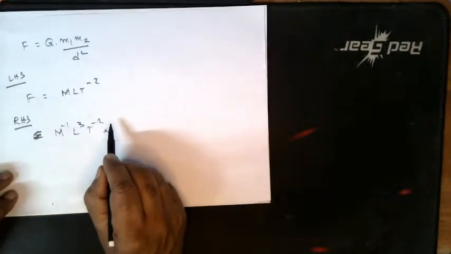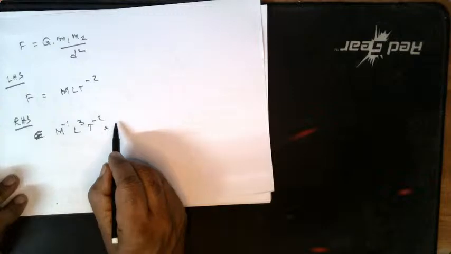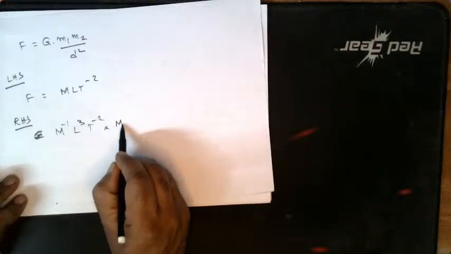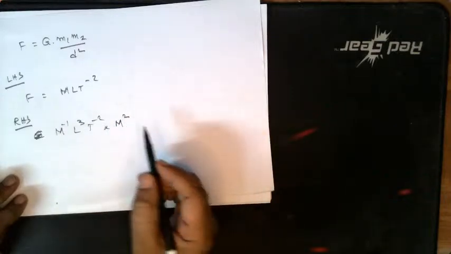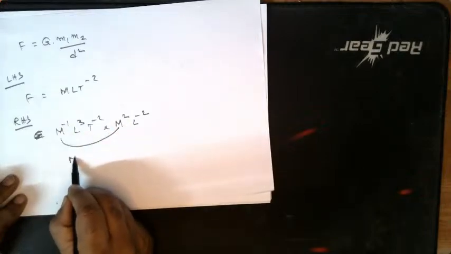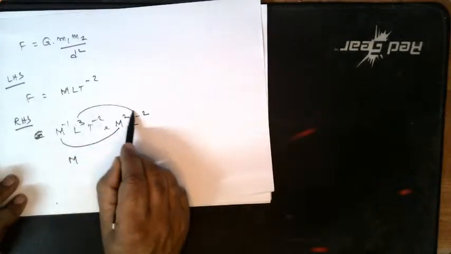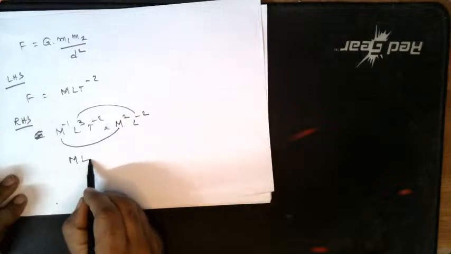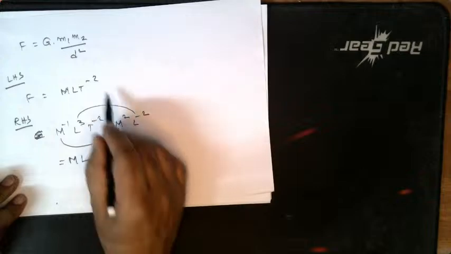Into, what is M1? M1 means mass. So M1, M2 means M square. Correct? And what about D squared? D squared, you can reciprocate it. L squared, L power minus 2. Okay? So M power minus 1, M squared is M minus 2. L cube, L power minus 2 is L, and you had T power minus 2. So this is RHS. Hence this formula is correct.